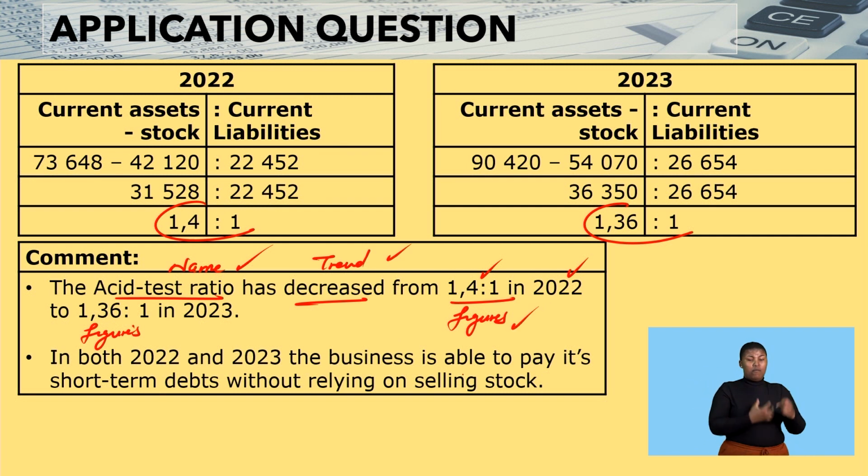In both years, the business was able to pay its short-term debts without relying on selling stock. In other words, the business is in a good liquidity position.